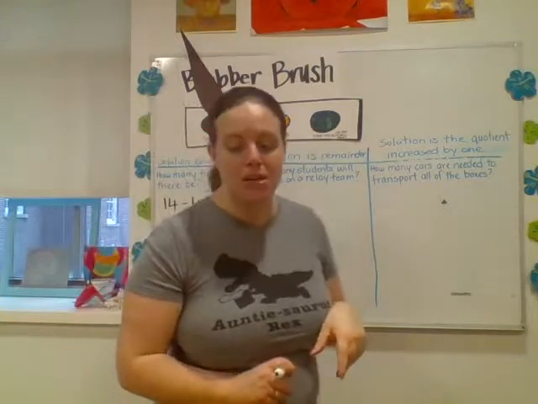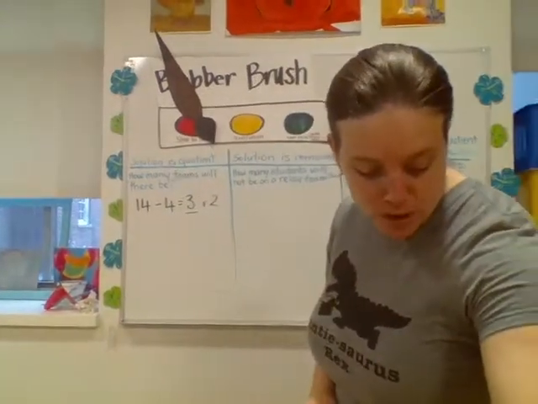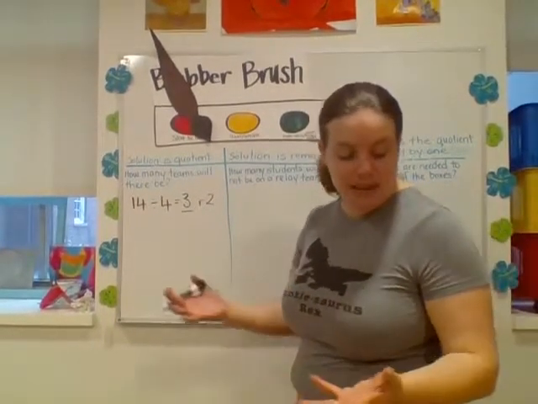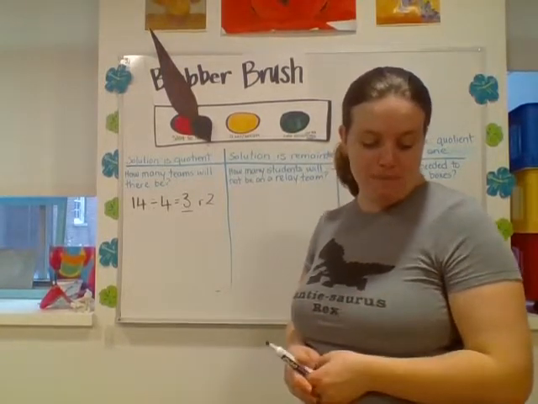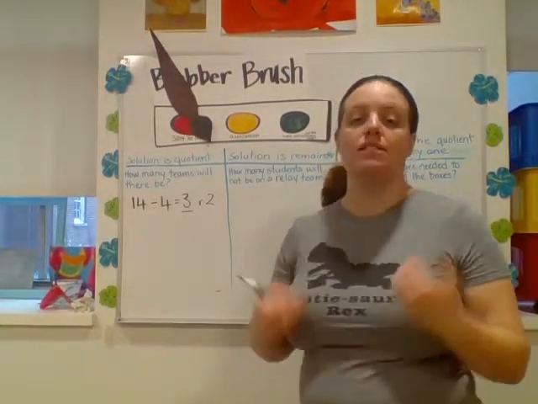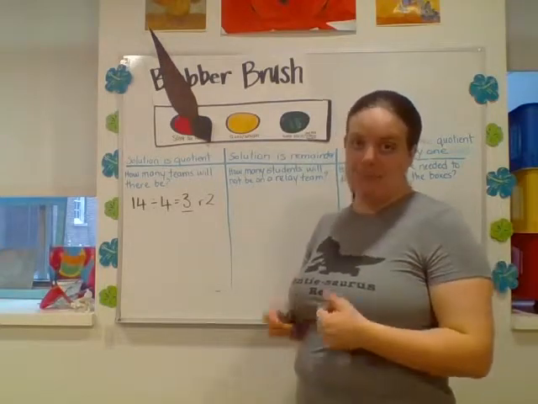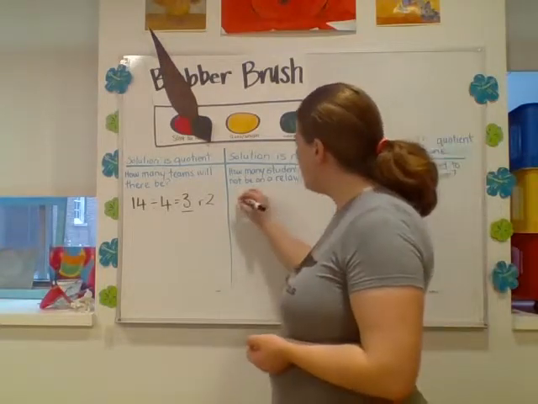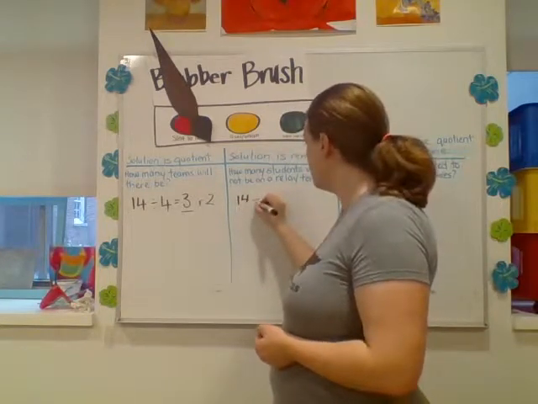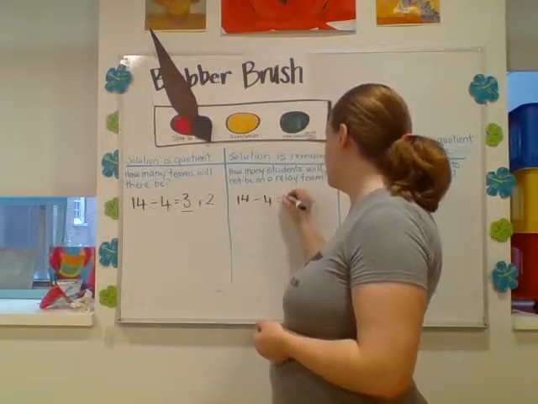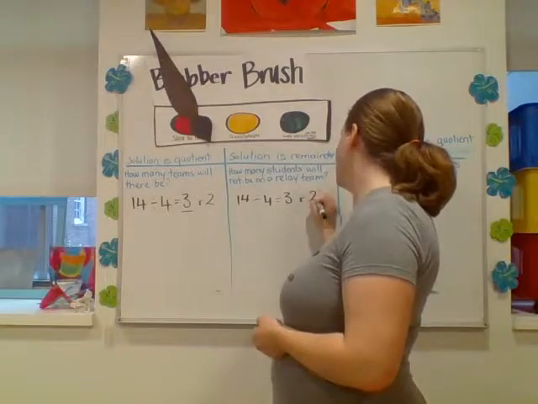Okay, for our middle one, there are 14 students signed up again for a relay race. A relay team has exactly 4 members. How many students will not be on a relay team? So again, 14 divided by 4 equals 3 with our remainder of 2.